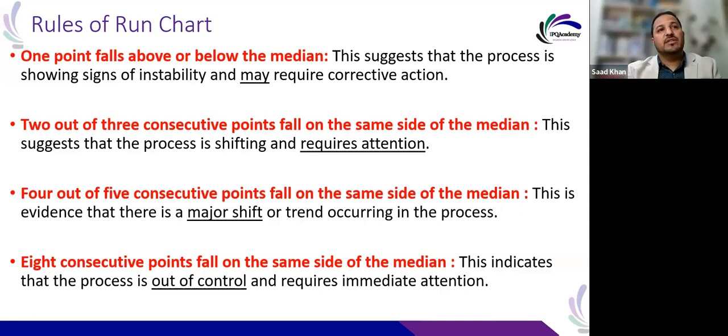If it is on the positive side or a negative side, you need to decide how you will define your data sets, how you will continue with the process. So if 8 consecutive points fall on the same side, then this means the process is out of control. You are either improving a lot and you have to decide what to do with that, or you are not at all improving and you need to decide what to do with that.